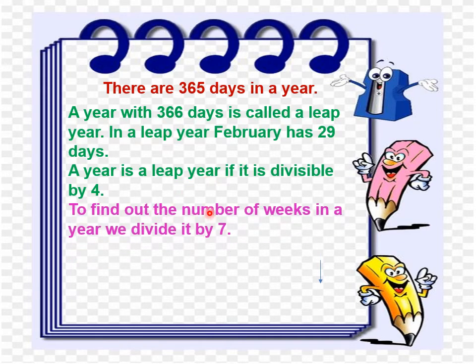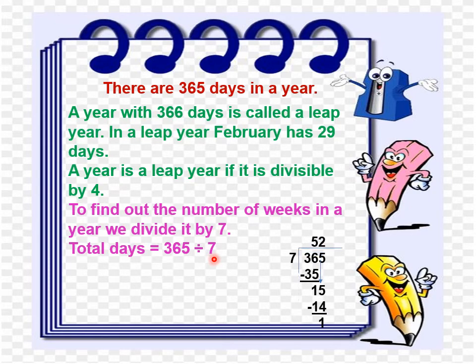To find out the number of weeks in a year, we divide the total days by 7. In an ordinary year, the total days are 365. We will divide that by 7, then we will get the total weeks. So, 365 divided by 7.